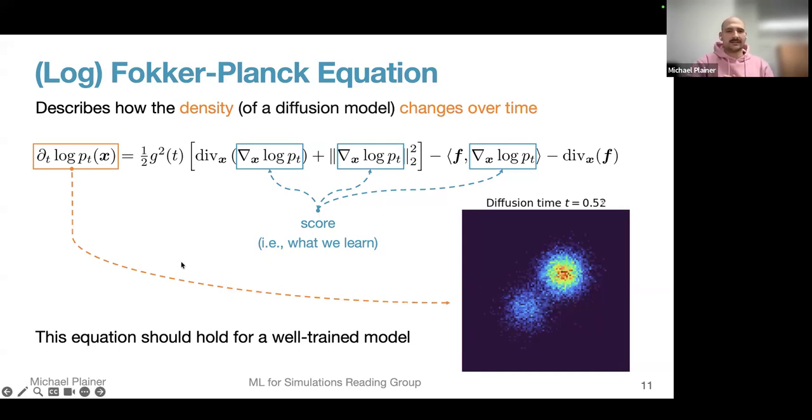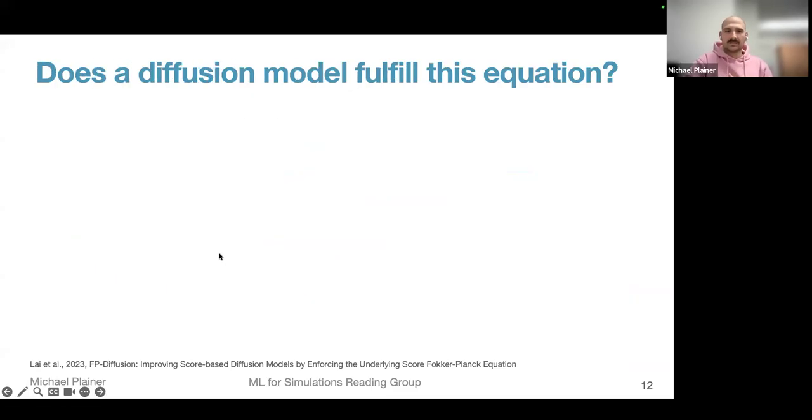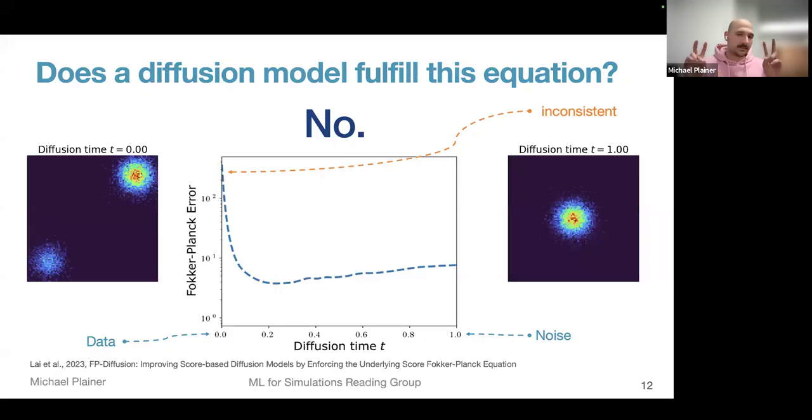However, it's not really needed in practice because we do this score matching objective, which doesn't need this equation. But does a well-trained diffusion model actually fulfill this equation? And the answer is unfortunately no. And if we look at this Fokker-Planck error, so the deviation from this Fokker-Planck equation over diffusion time. So again, here we have our noise and here we have our data. We see that for the most part, it's low or a constant. But as we get close to zero, this Fokker-Planck error peaks and basically explodes.